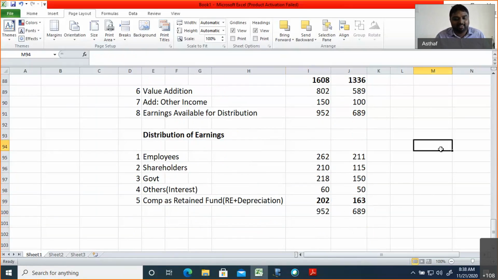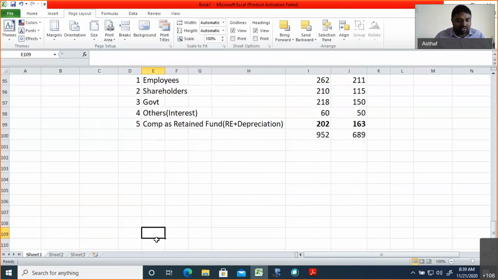290 and 163. Suppose it is not given, how will we find out? Very easy. We are given the point retained earnings and depreciation. So we will find out how. First we will do the calculation of retained earnings. I will do the shortcut method.